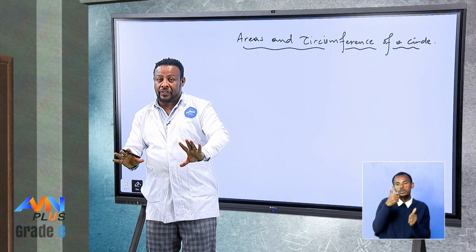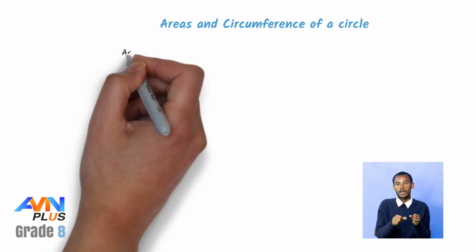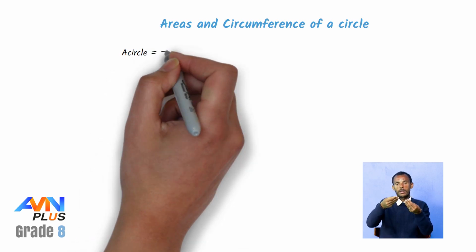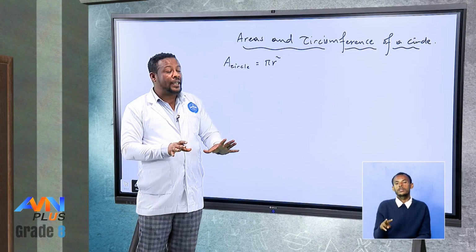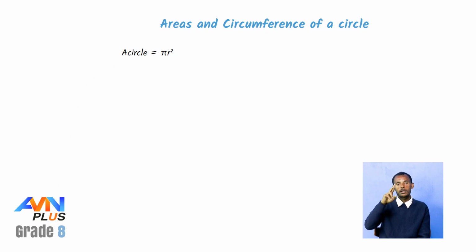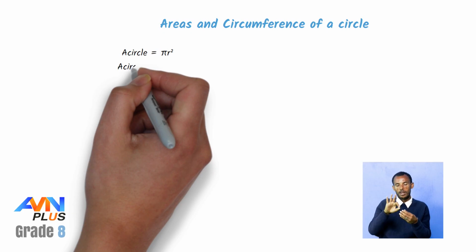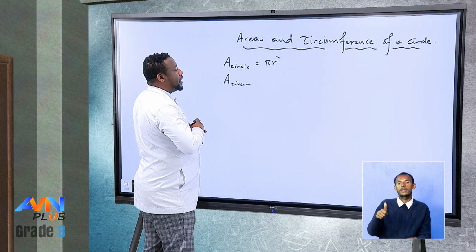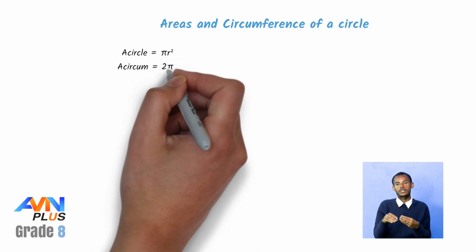is about solid figures. So the area of a circle is dependent on its radius, and it's given by pi r square. Okay, the area of a circle is pi r square, and the circumference of a circle is 2 pi r. Okay, a circum means circumference of a circle. So the circumference of a circle is 2 pi r.